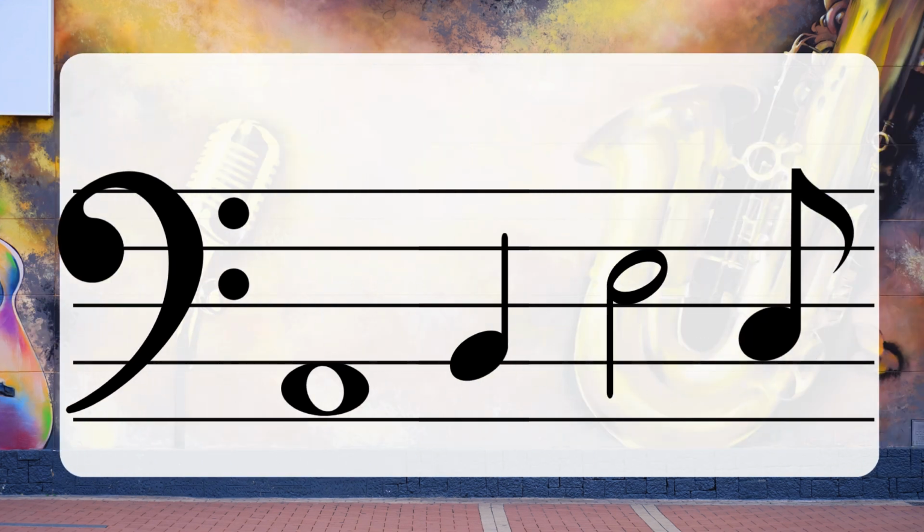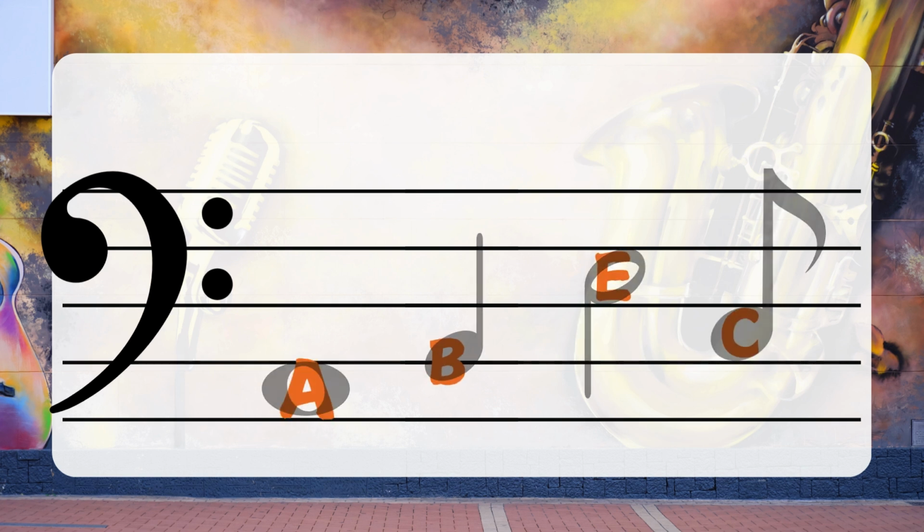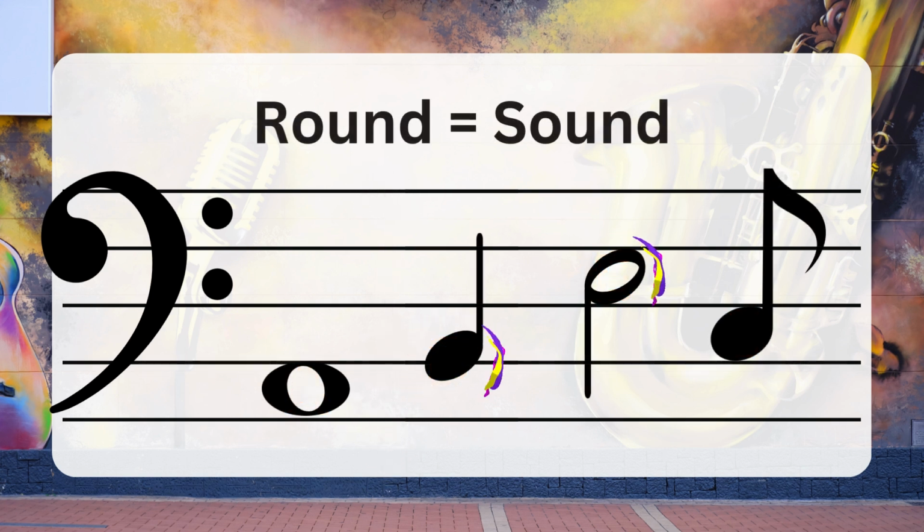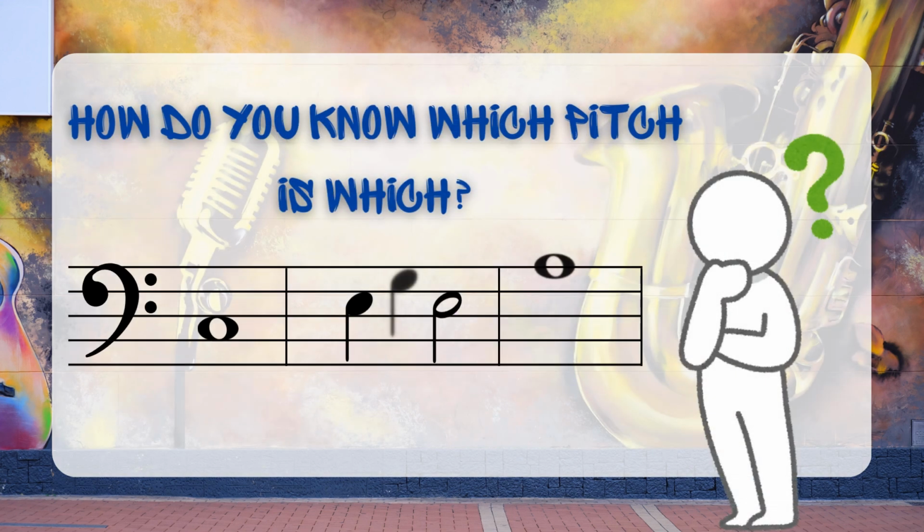We write musical pitches on the music staff, the notes telling us which pitch is which by the vertical placement. It is also important to remember that if it is round, it makes a sound. The round part of the note will be on a line or space to show the pitch. There are several ways to determine the identity of musical pitches in the bass clef.